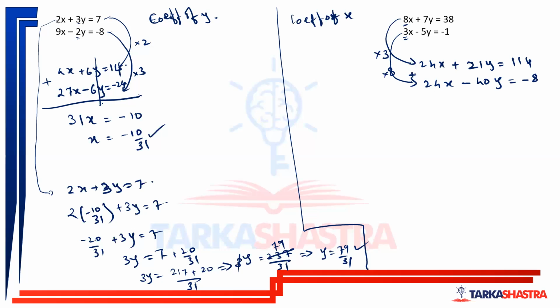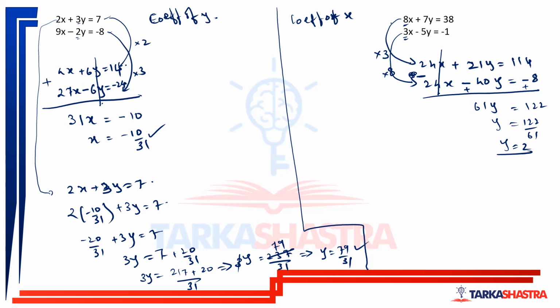Here I'll have to subtract, because 24x minus 24x will get cancelled. This is the reason why we equated the coefficient of x, so that we can eliminate it. Now this minus will become plus. 21 plus 40 will become 61y, and this minus will become plus. It will become 122. So y is equal to 122 by 61, which gives me y is equal to 2.